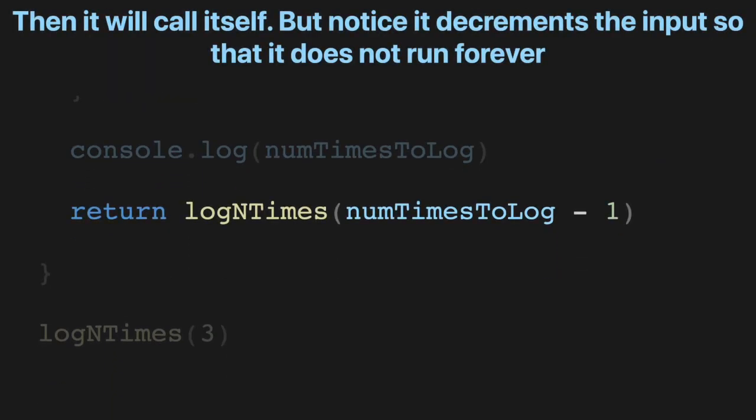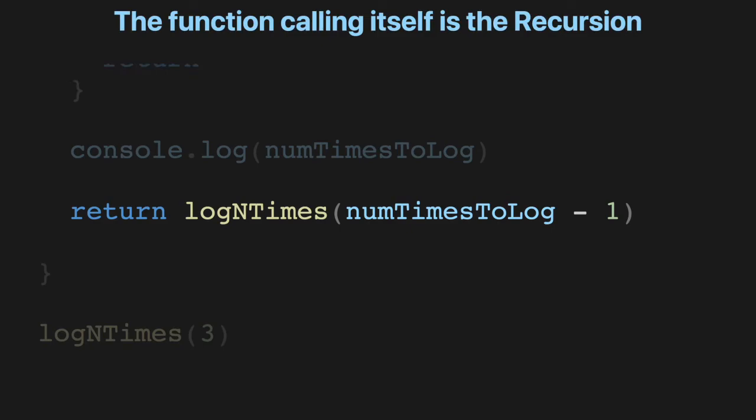Then it will call itself. But notice that we're decrementing the input so that it doesn't run forever, right? If we just passed in 3 every time, we would never hit our base case, right? Because 3 would be equal to 3. It's never going to be equal to 0, so we would never return from the function. And the function calling itself is the recursion.